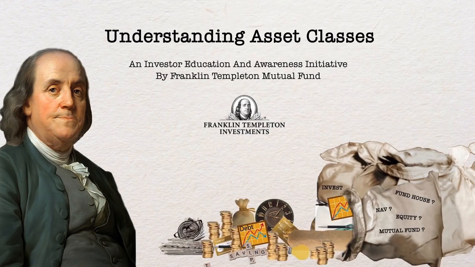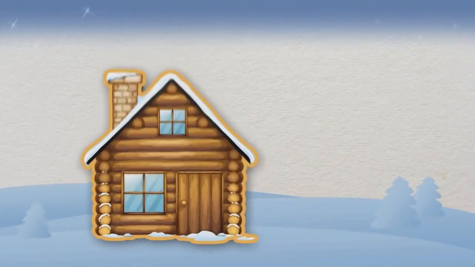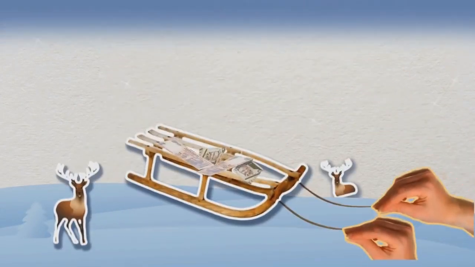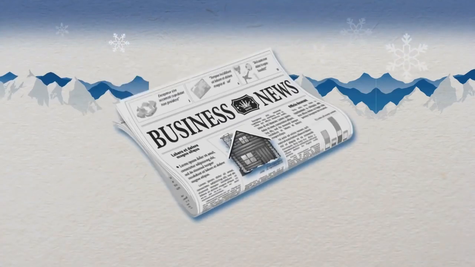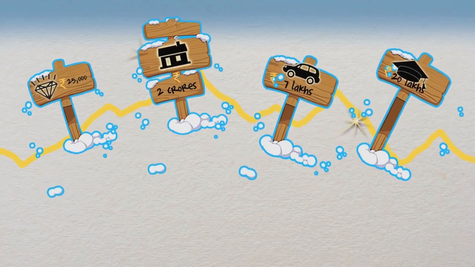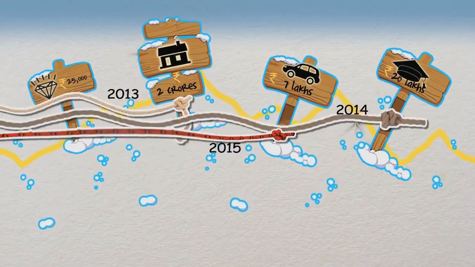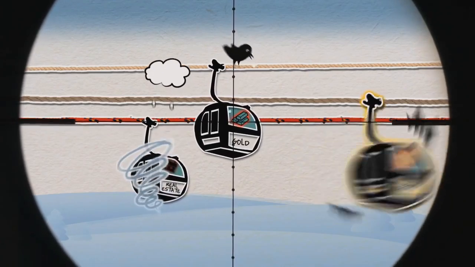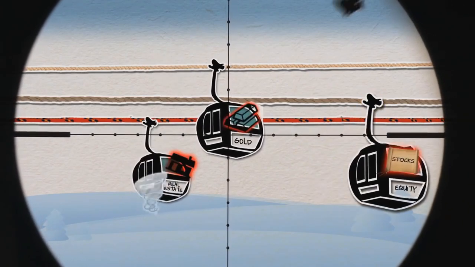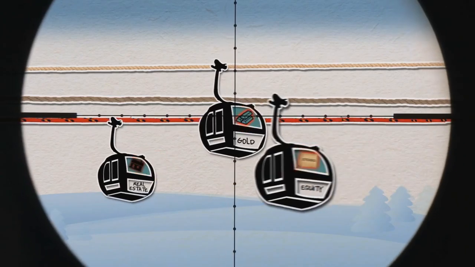Understanding asset classes. Okay, so you're ready to begin investing because you've got all this money and want to make it grow. So where do you begin? Well, first you should have a pretty good idea of your investment objective and then try to figure out how long you want to invest it for and what level of risk you're willing to take with your money.